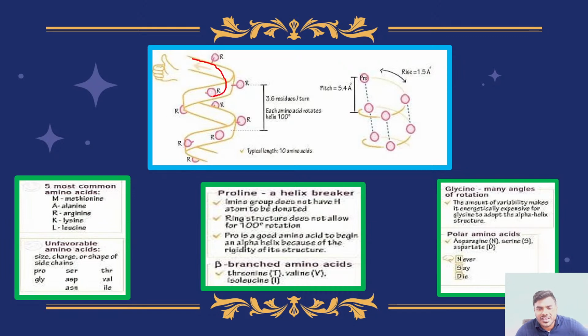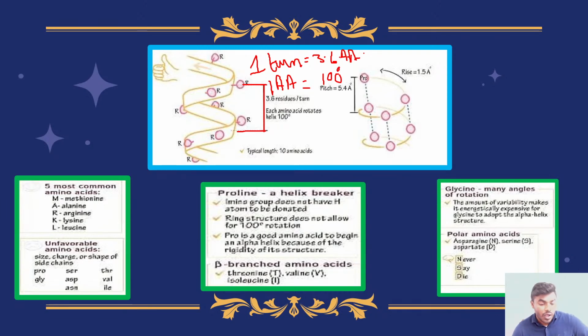So one turn, this is called one turn. Okay, all of you look into this. From here to here, this is called one turn. One turn contains, every student please remember, 3.6 amino acids. And friends, one amino acid rotates the helix 100 degrees. Don't get confused, friends. One amino acid rotates the helix 100 degrees.